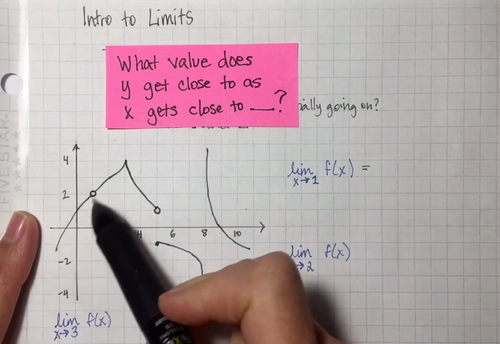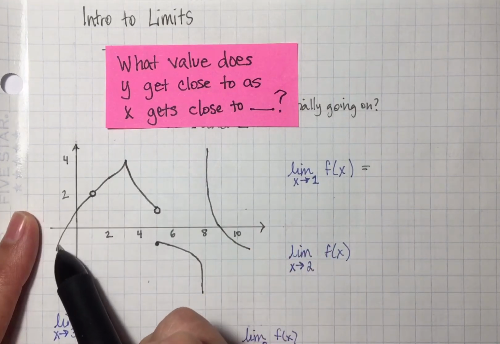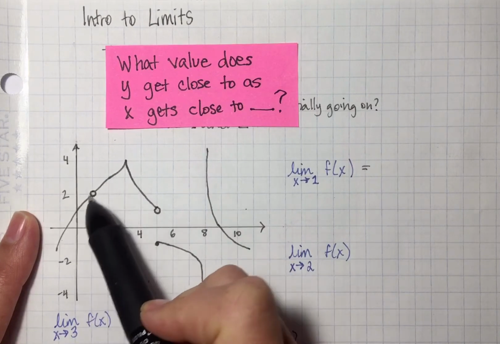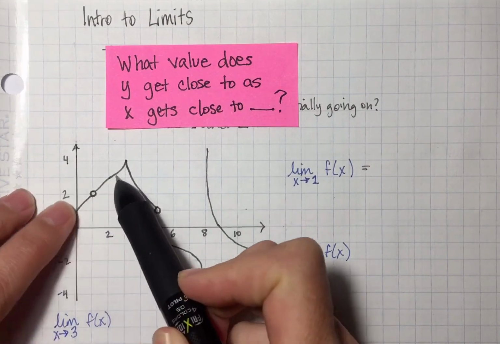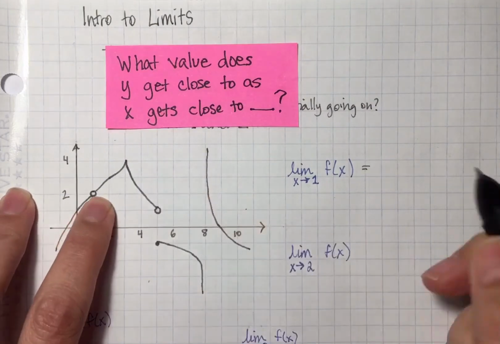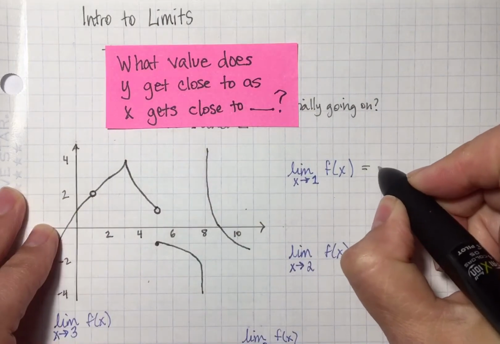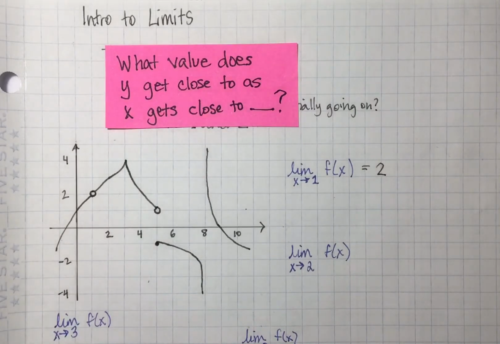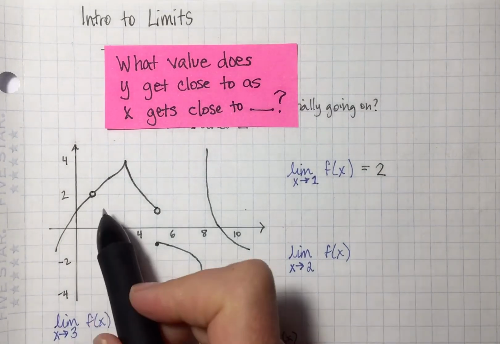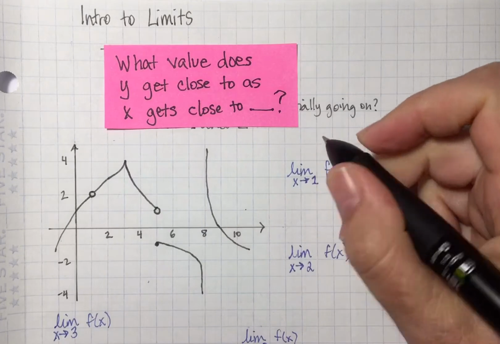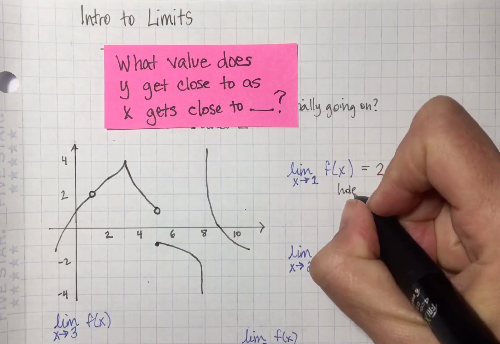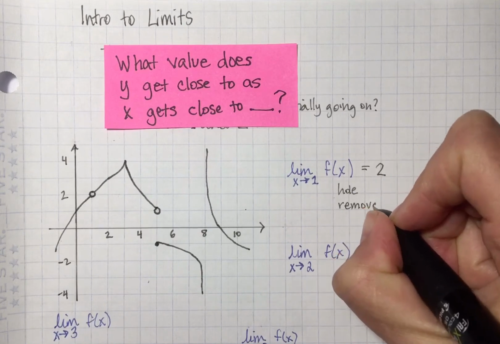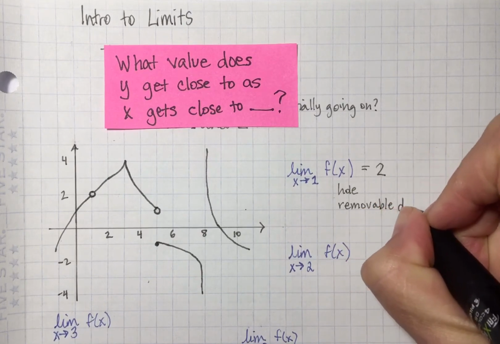So looking at our graph here, as x gets close to 1, I approach from either side of it, I can see that y is getting close to 2. So the limit as x approaches 1 is 2. By the way, this guy has a name. It's called, oddly enough, a hole. It's also called a removable discontinuity.